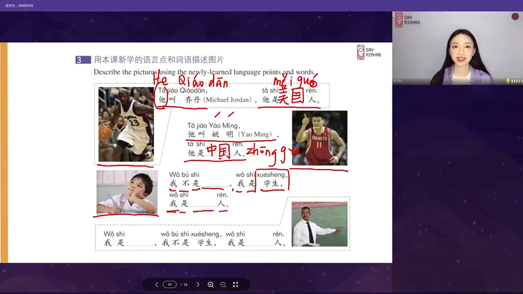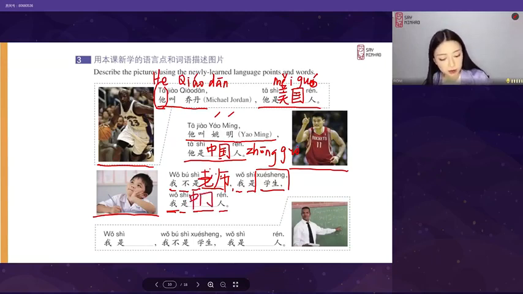So, how to say teacher in Chinese? It is 老师. Okay, so first, 我不是老师. Next one, 我是什么人? He looks like a Chinese, right? So let's just write it as Chinese. It is okay if you want to write 美国 as well. But since he looks like Asian and he's speaking Chinese, so let's say he is a Chinese, okay? 我是中国人. Now let's try to read from the start. 我不是老师,我是学生,我是中国人. Okay, let's try to read again.